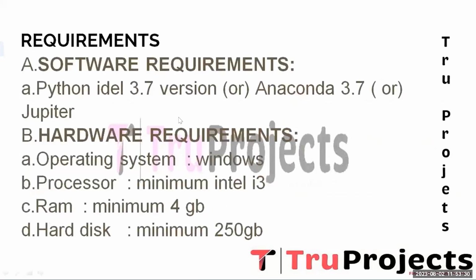These are the basic requirements that are needed to build this project. The software requirements are Python IDE with version 3.7, Anaconda with version 3.7, and Jupyter Notebook. Hardware requirements are operating system as Windows, processor of minimum Intel i3 and above, RAM of minimum 4 GB, hard disk of minimum 250 GB.